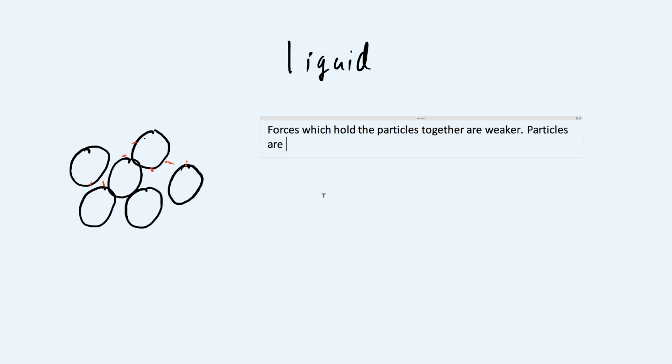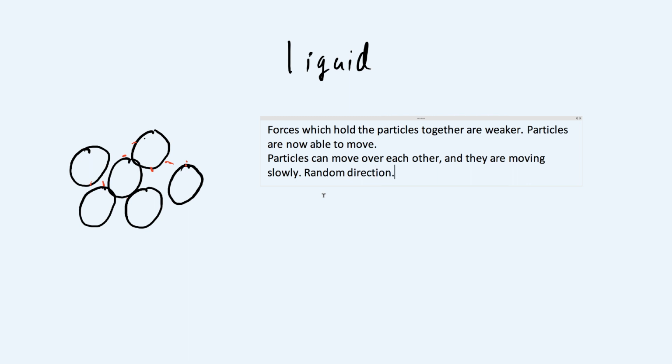Particles are now able to move, right? But importantly, the particles can move over each other, and they are moving slowly. Okay, also they're moving in random directions. Those particles are always just buzzing around, moving in random directions, but they're moving slowly and they're all close to each other. Okay, so random direction also.